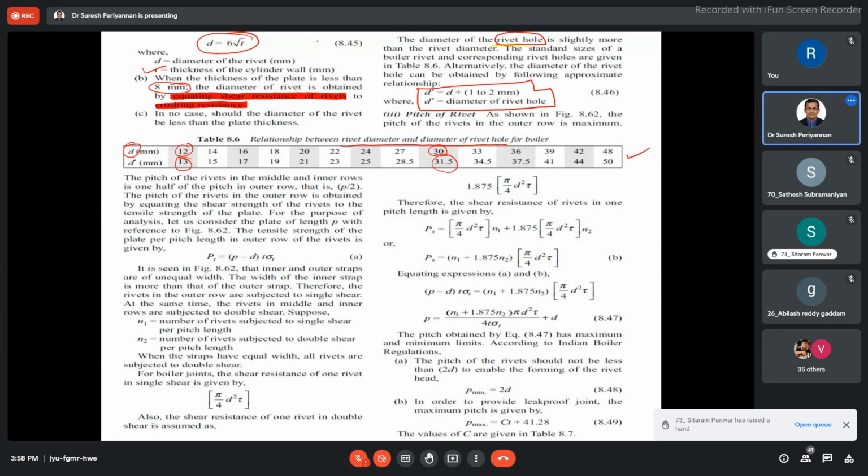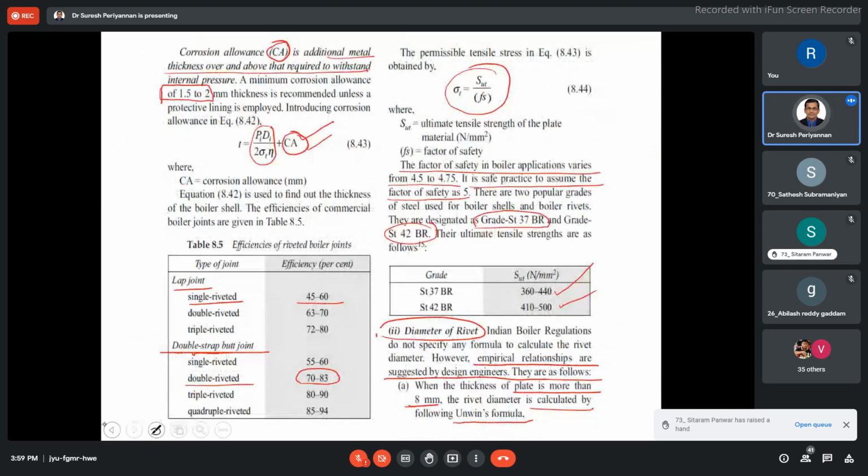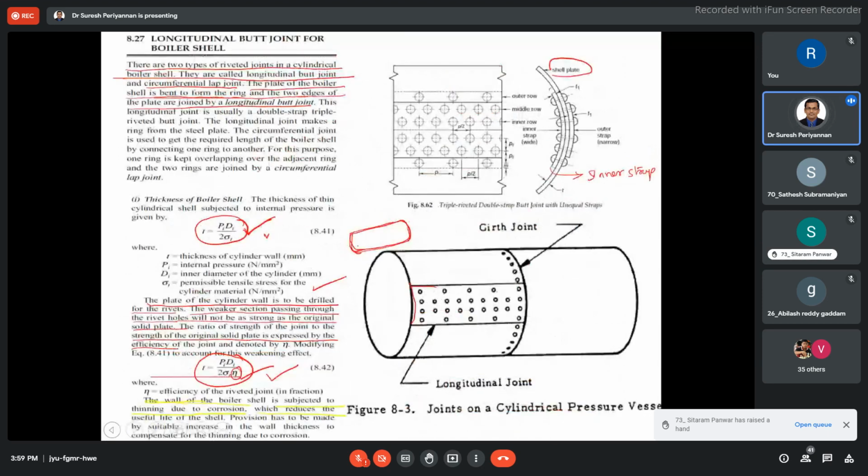Now I come to the next one, the pitch of the rivets. Here, the pitch of the rivets in the middle and inner rows is one half of the pitch of the outer row, that is p by 2. They clearly mention it here. See the figure, you can get more clarity. Here p by 2, here p by 2.